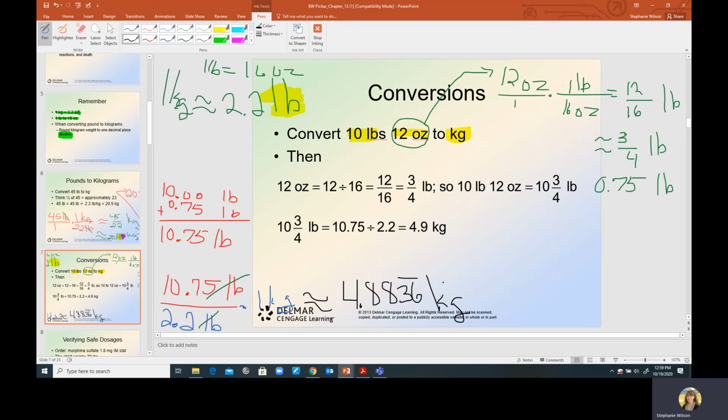And since I asked about a patient's weight, that means we're going to round to the nearest tenths. In order to round to the nearest tenths, we need to ask ourselves in the hundredths place, yes or no, is it equal to or greater than 5? And you say yes, so that means we need to add 1. So now we can say that this patient weighs 4.9 kilograms.